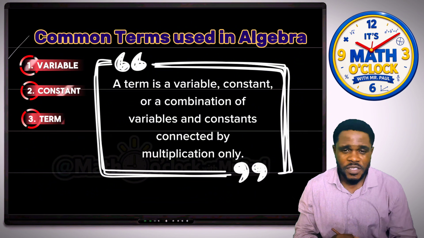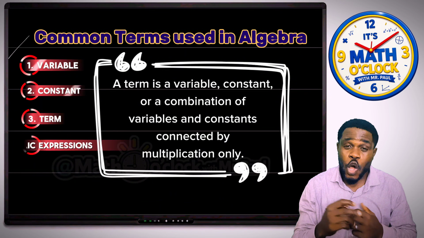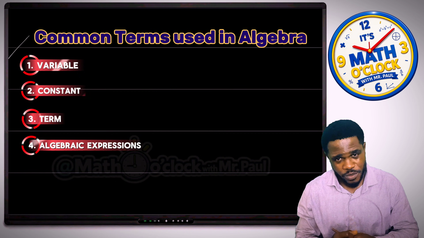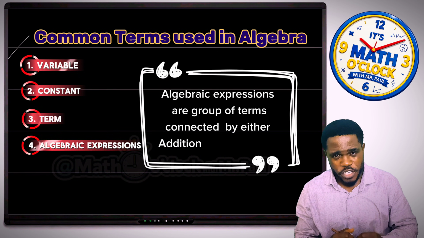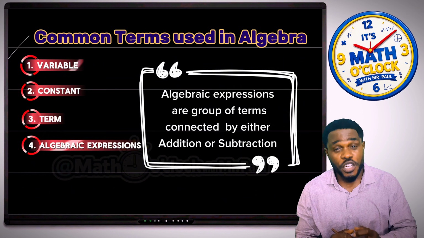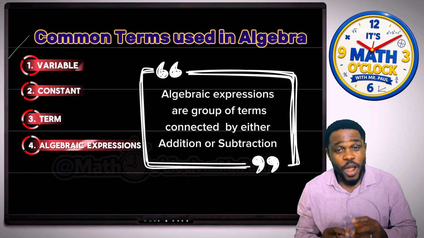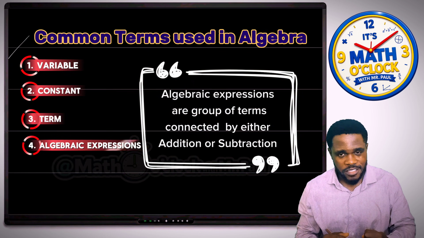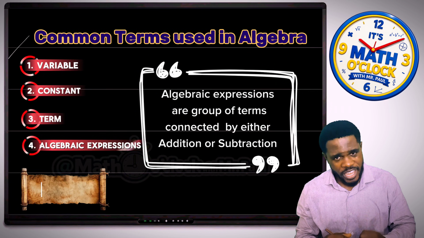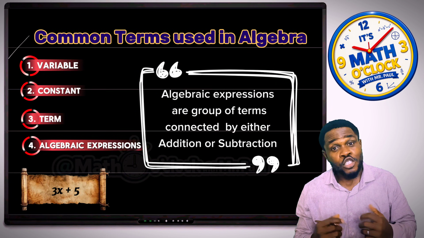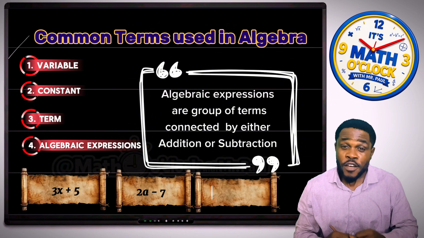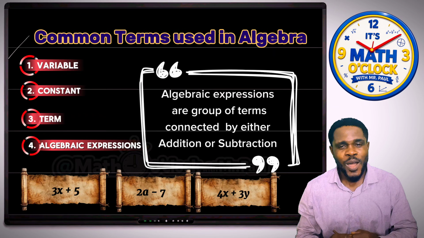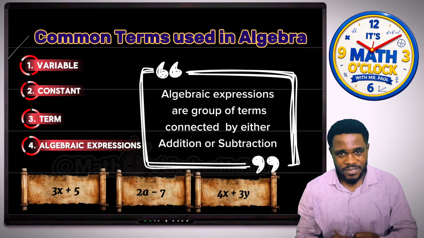The next thing we'll be discussing is algebraic expressions. Well, unlike terms, algebraic expressions are a group of terms connected by either addition or subtraction. For example, 3x plus 5, 2a minus 7, 4x plus 3y. All these are algebraic expressions.